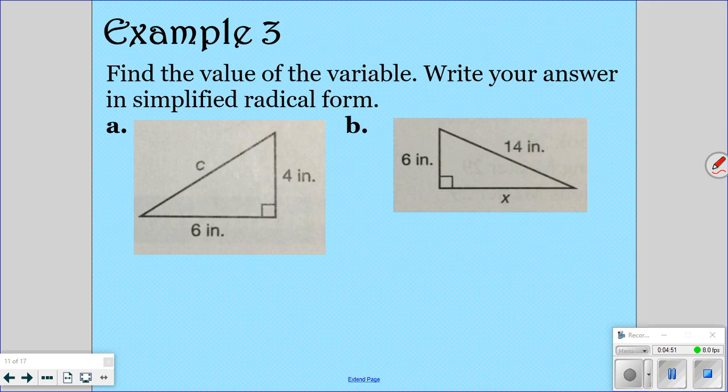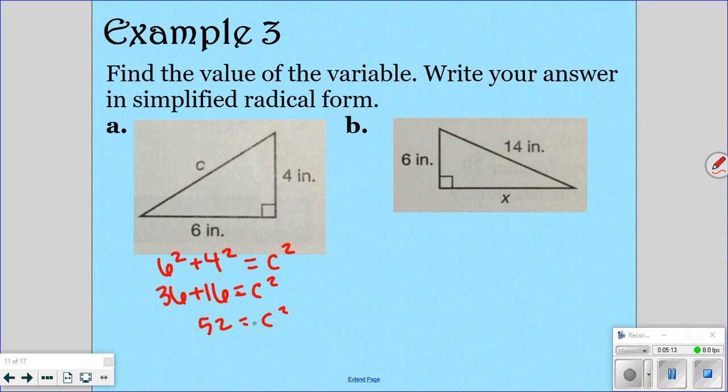So we want to find the value of our variables, and we want to simplify our radicals. The first thing we need to do is set up the Pythagorean theorem. So 6 squared plus 4 squared equals c squared. So that's going to be 36 plus 16 equals c squared. 36 plus 16 is 52. And then to find c, you're going to take the square root.